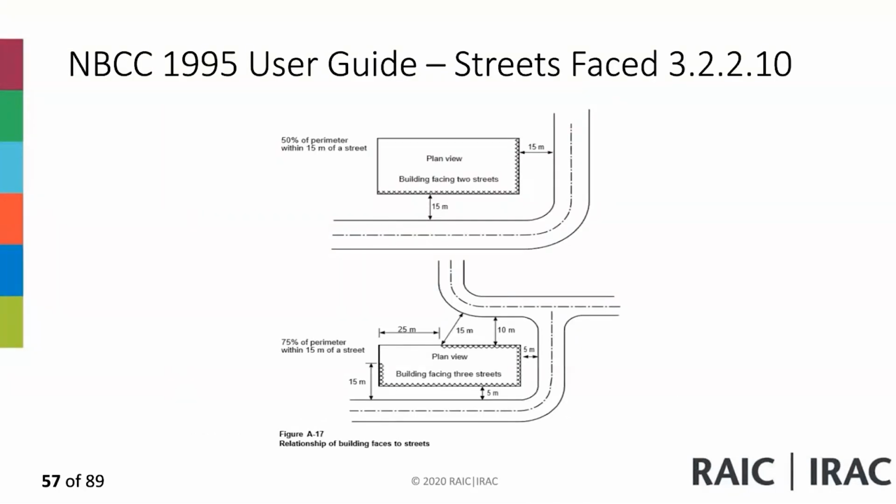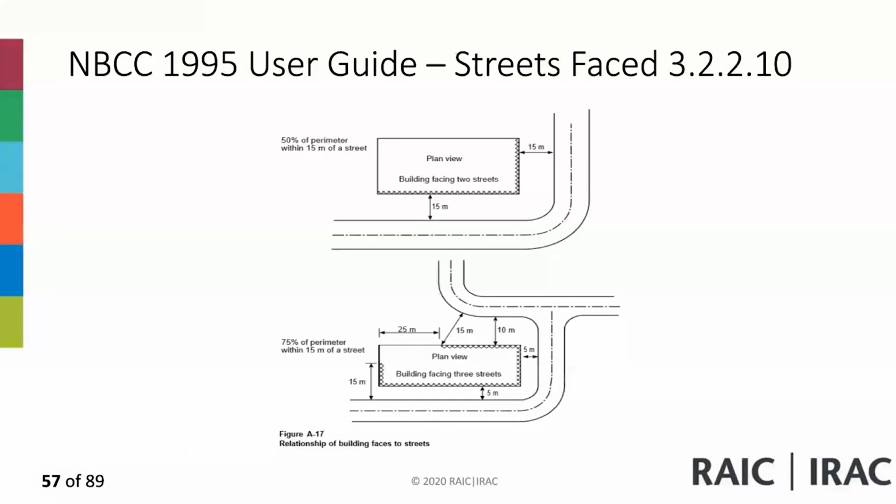The number of streets that the building faces is critical for non-sprinklered building classifications. This is whether the building faces a public street within 15 meters. So take a look at the number of streets facing the building under 3.2.2.10. If you take a look at 3.2.2.10 quickly. Are you there, everyone? 3.2.2.10.